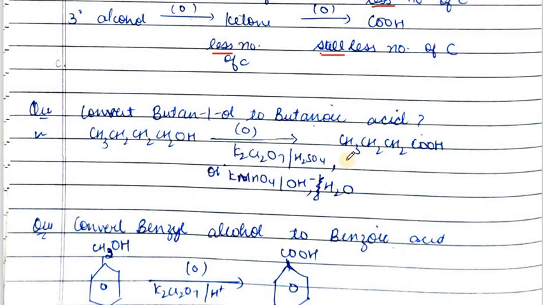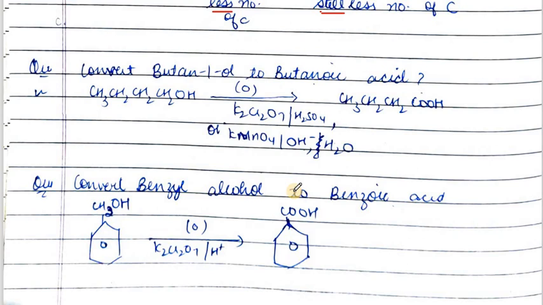This is butanol and this is butanoic acid. That is, this is a primary alcohol. The OH group is attached to the carbon which is attached to one other carbon. So it is a primary alcohol. Primary alcohol will give carboxylic acid with the same number of carbon atoms. Now for oxidation, we have already done also. There are a number of reagents which can be used. Potassium dichromate in acidic medium, or KMnO4 in basic medium, or concentrated nitric acid can also be used.